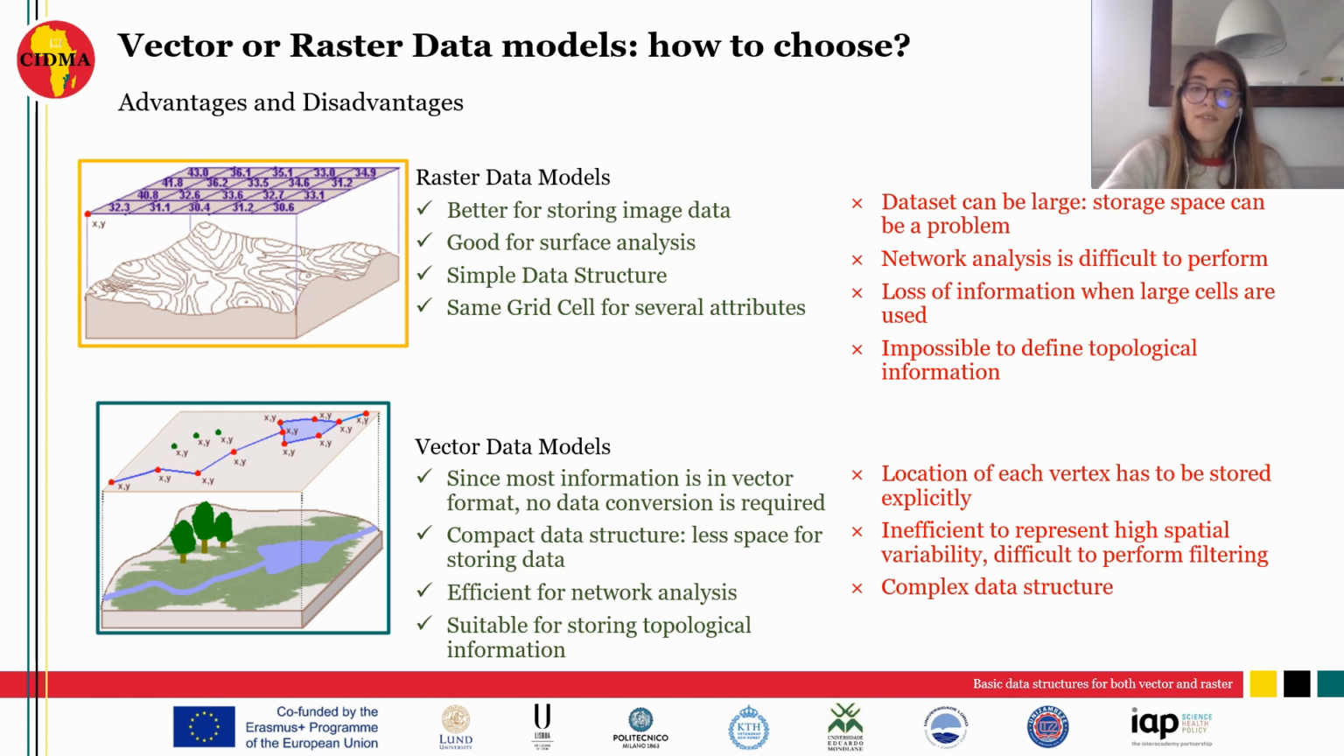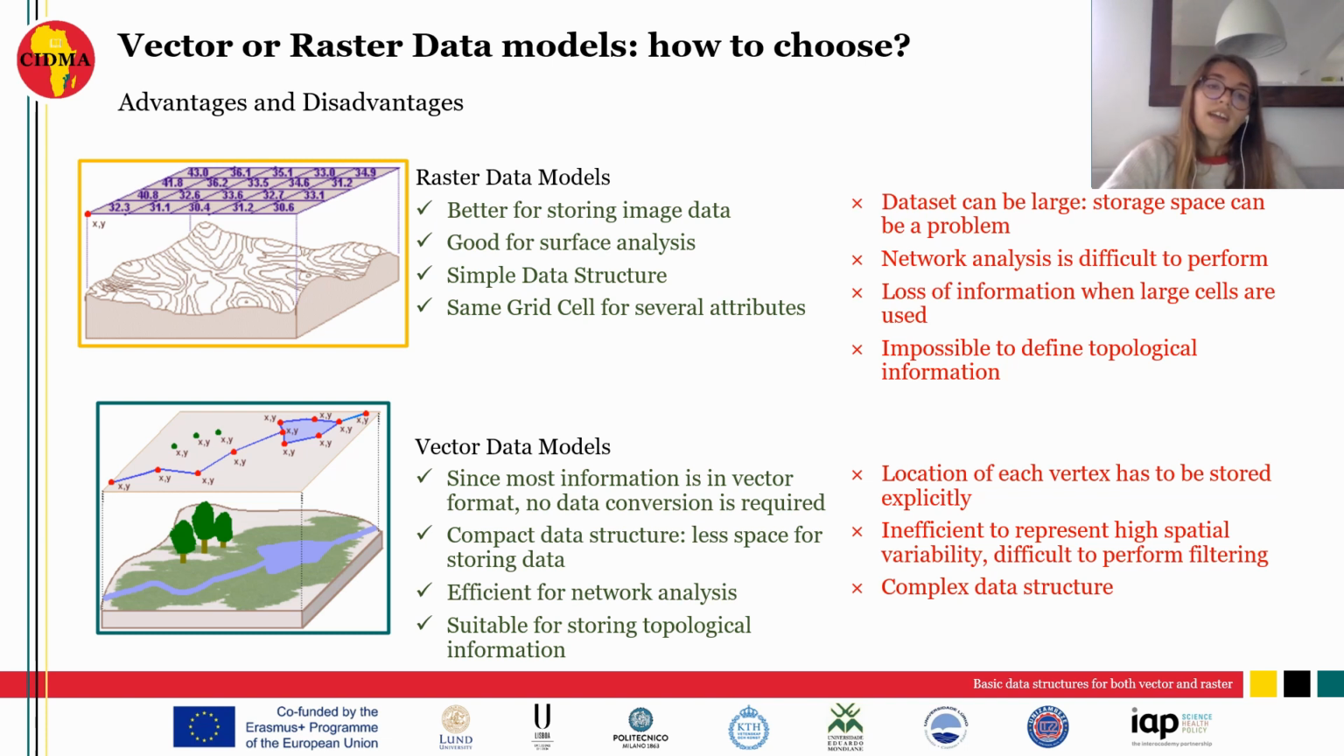However, their matrix structure allows different attributes to be stored in the same grid cell, which makes certain types of spatial comparisons between rasters easier. And also, a disadvantage is that when I use large cells, therefore a large cell size, I can lose some information.